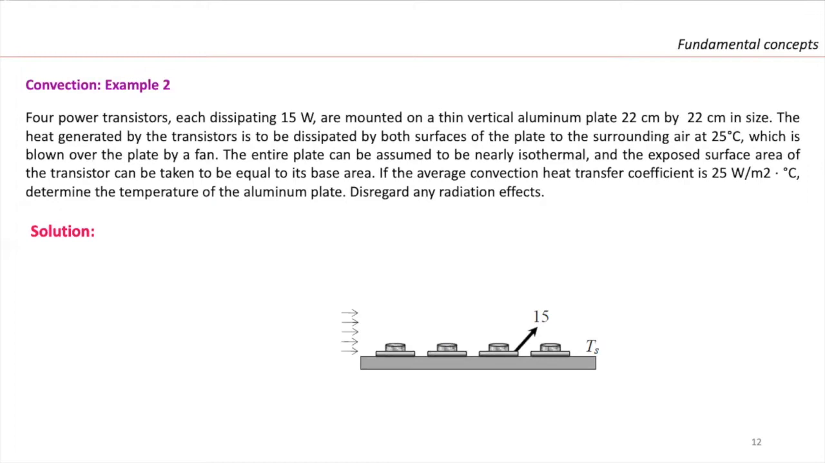The entire plate can be assumed to be near isothermal, and the exposed surface area of the transistor can be taken to be equal to its base area. If the average convection heat transfer coefficient, or the H value that we need to solve Newton's cooling law, is 25, determine the temperature of the aluminum plate. And it says disregard the radiation effect, so just convection.